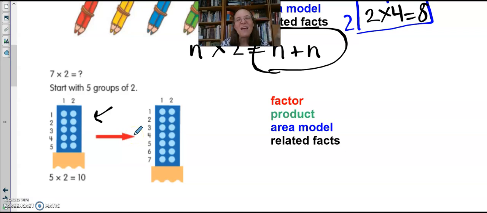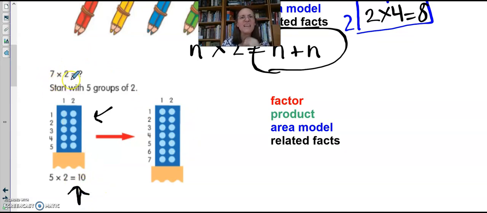But 5 is really a benchmark number. It's half of 10, and we know how to skip by it. We have 5 fingers on our hands. Yes. So what if I was trying to do a really hard problem by 2? I might choose to use counting by fives to help me get there.